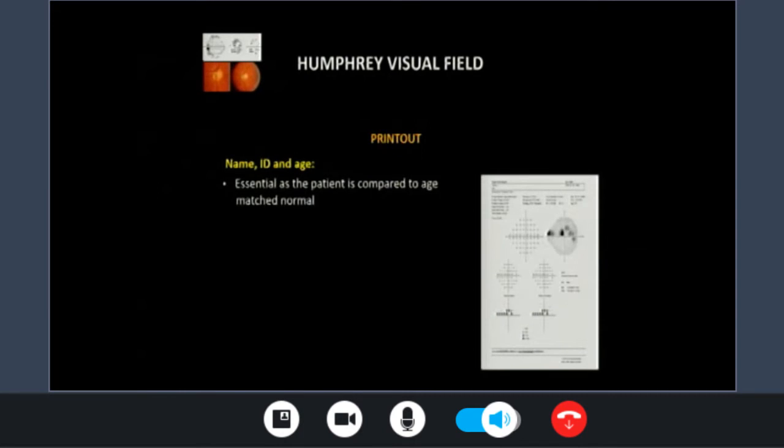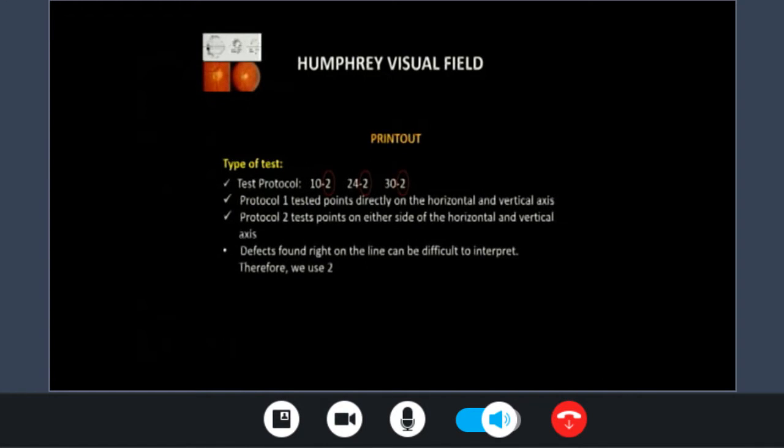Why is that? Because the machine will actually compare the patient age that you entered to a normative database. So if you change the patient age from being 18 to 28, you will have sometimes a wrong reading, or wrong parameters that were compared to a normative database.